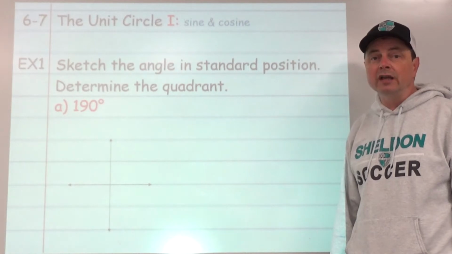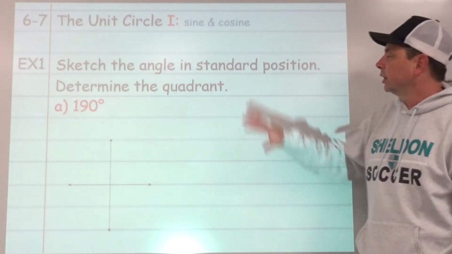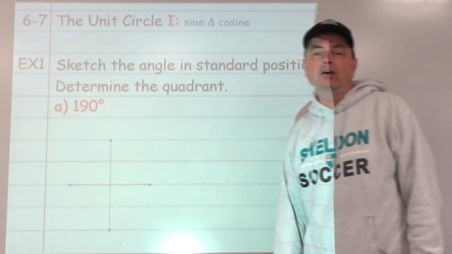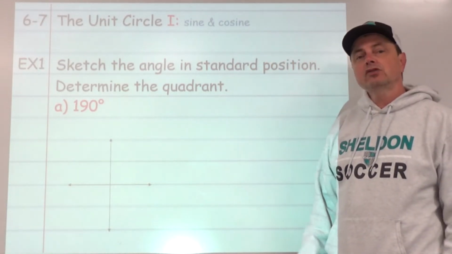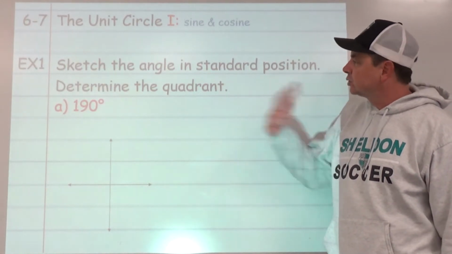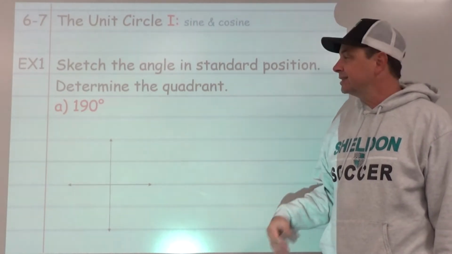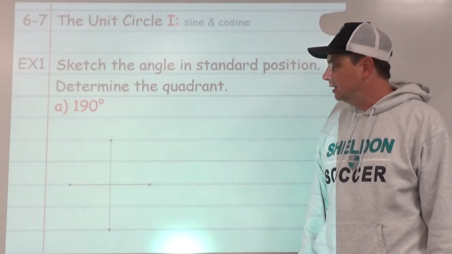We're going to focus on sine and cosine. Before we get to that, we're going to look at sketching an angle in the quadrant plane. So this is from a trigonometry perspective in standard position. We'll talk about what that means. We're also going to determine the quadrant that the angle resides in.